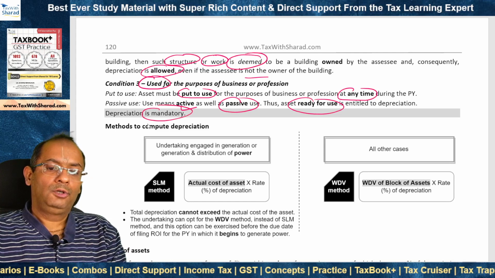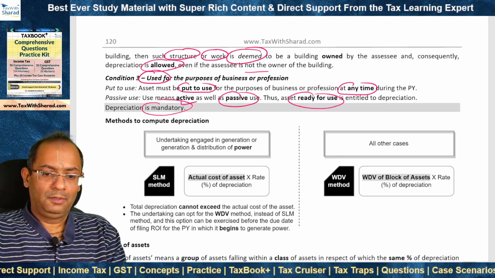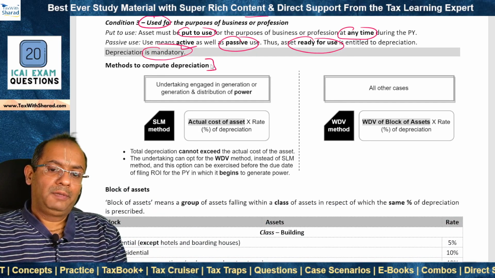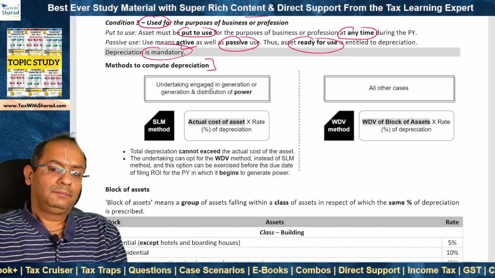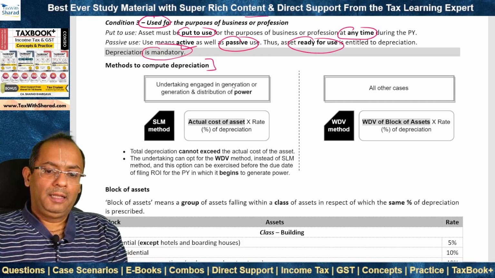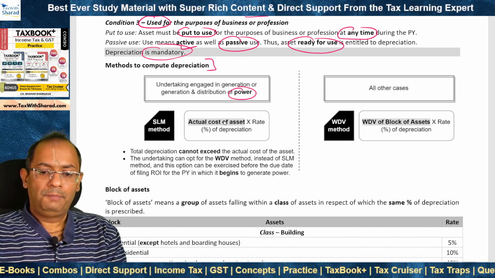Now depreciation is not optional, it is mandatory. Whether or not the assessee claims depreciation is not relevant. There are two methods to compute depreciation, the SLM method and the WDV method. The straight line method or the SLM method is applicable to an undertaking engaged in generation and distribution of power.